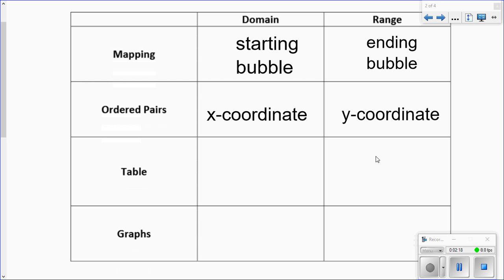In your tables, so sometimes your tables will just say x and y, where it's pretty obvious which one's domain and range. But sometimes they use like the real world situation.